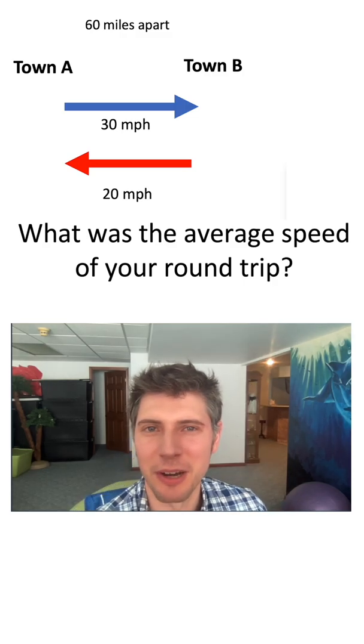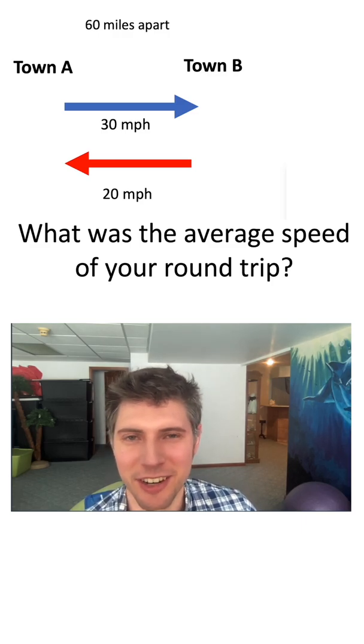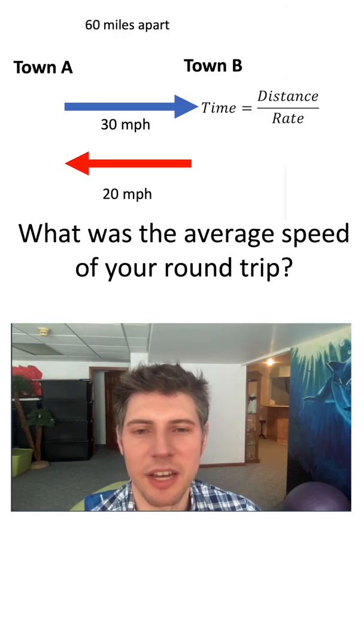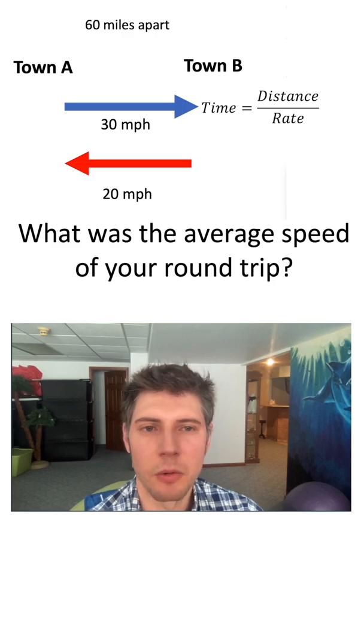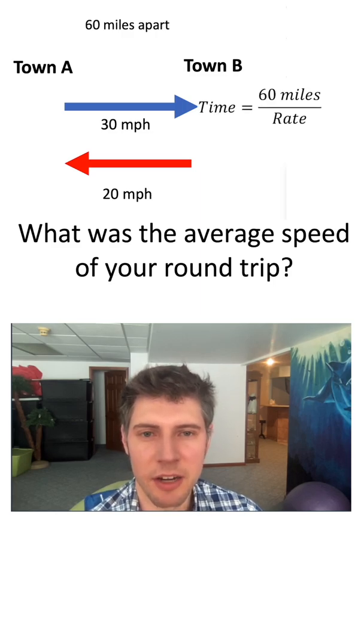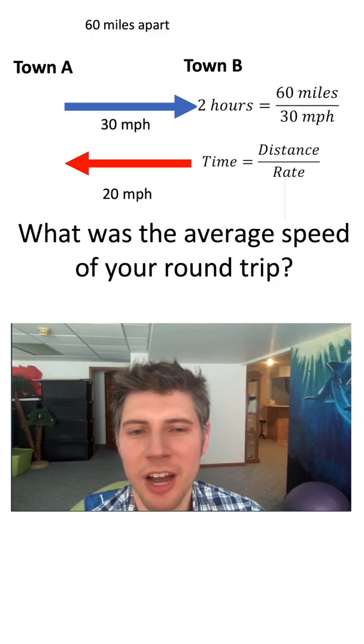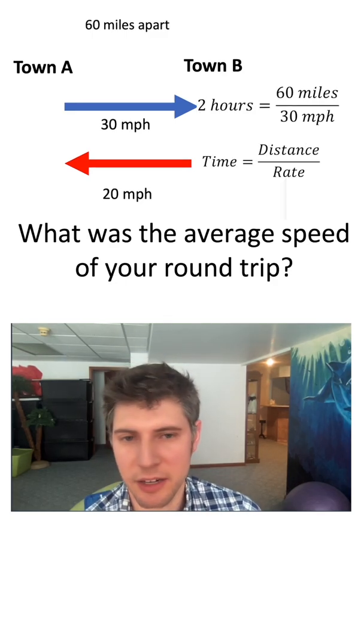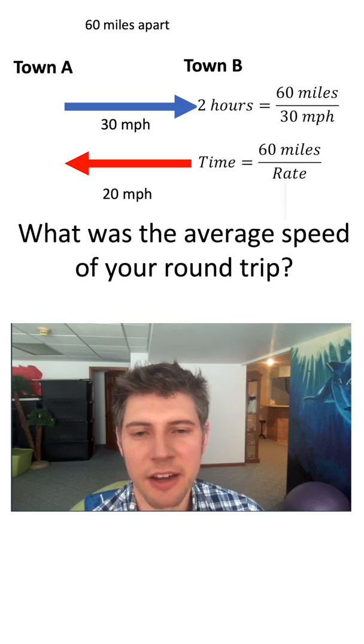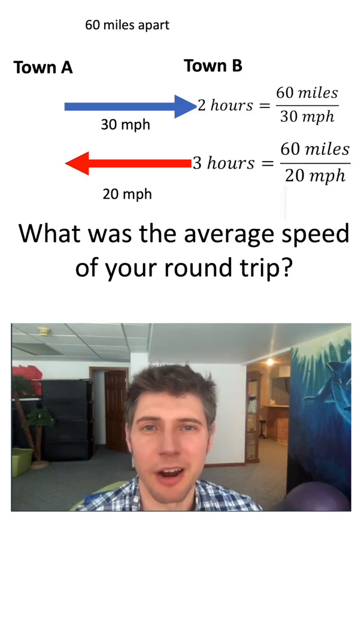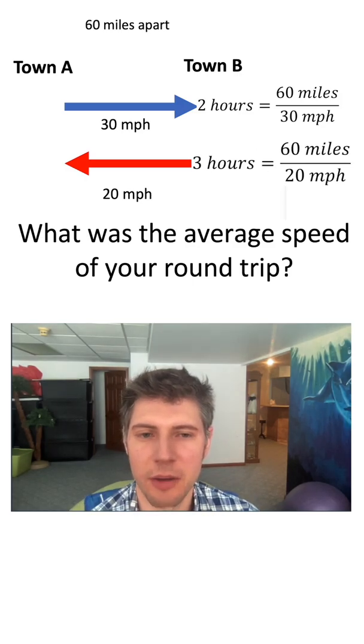Did you say 25 miles per hour? If you did, I'm sorry, that's not right. First, how much time did it take us to drive from town A to town B? Well, our distance was 60 and our speed was 30, so that means the time was 2 hours. And then how much time did it take us to travel back? Well, our distance was still 60 and our speed is now 20, so that'd be 3 hours. We have the total trip time of 5 hours.